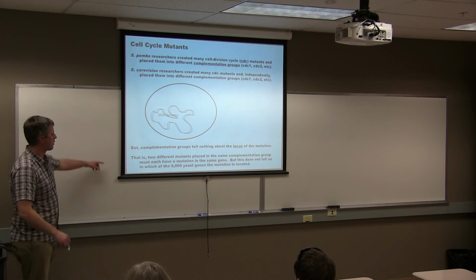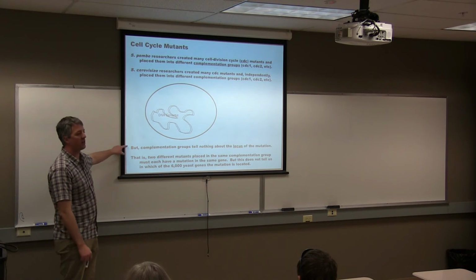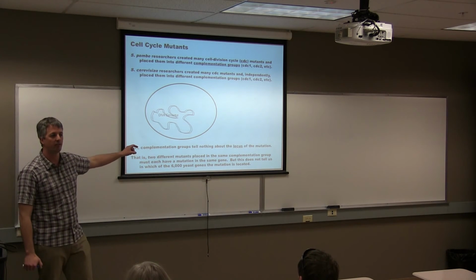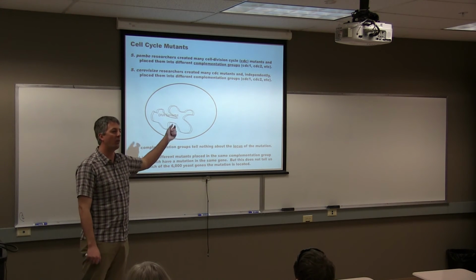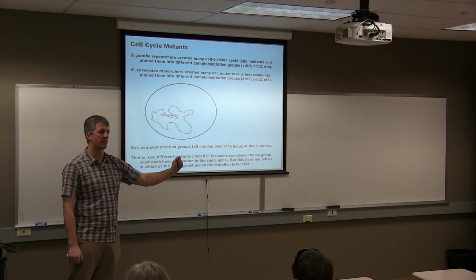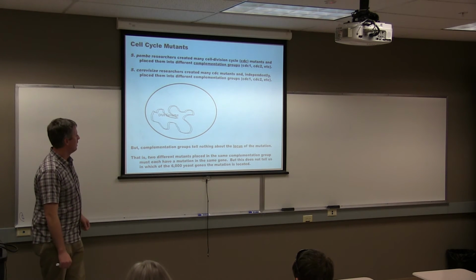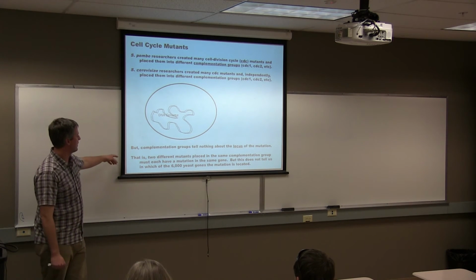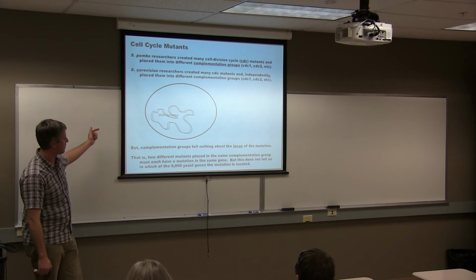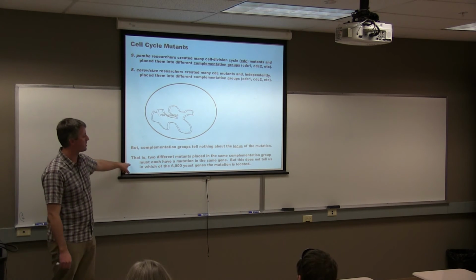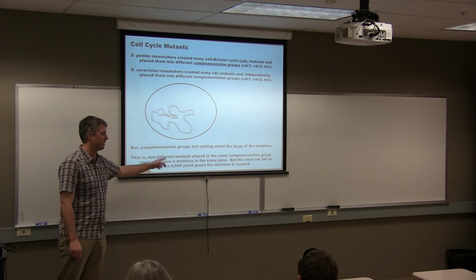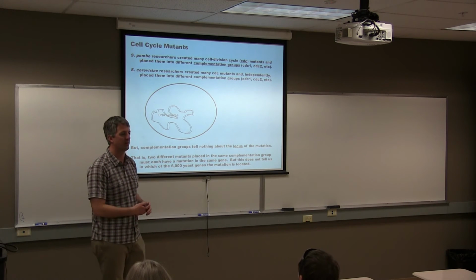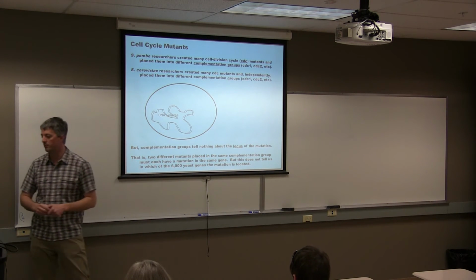So this is just going over that complementation groups tell us nothing about the locus of the mutation. Right? What gene have we mutated? All we know is it's unique. Does that make sense? Two different mutations placed in the same complementation group must have the mutation in the same gene. But that doesn't tell us which of the 6,000 yeast genes we've screwed up, right?